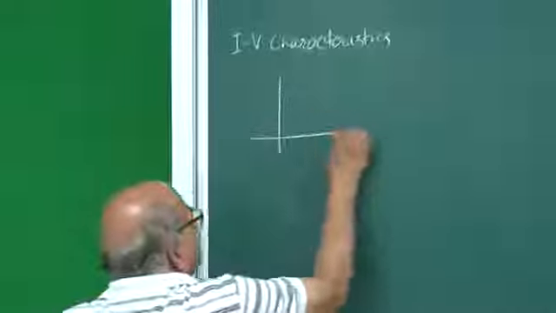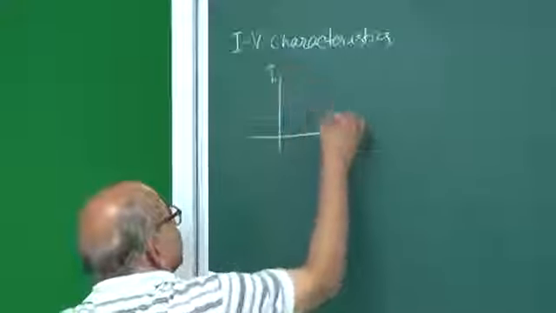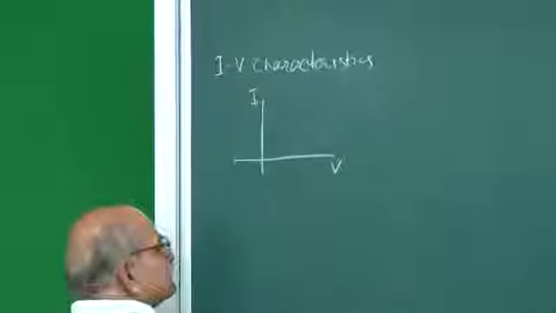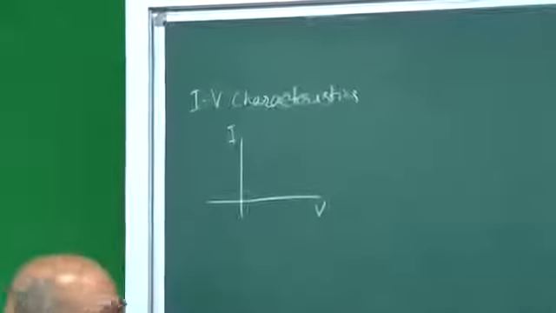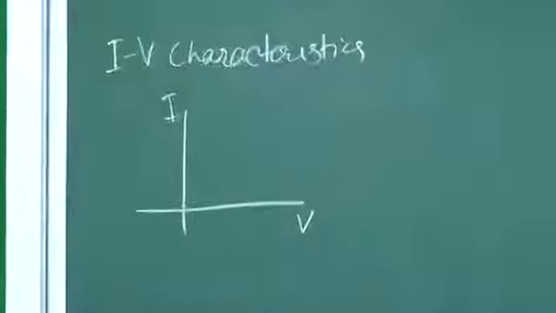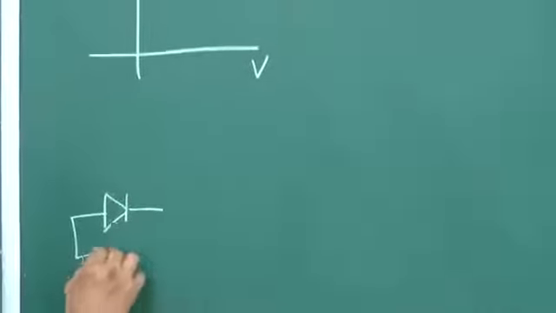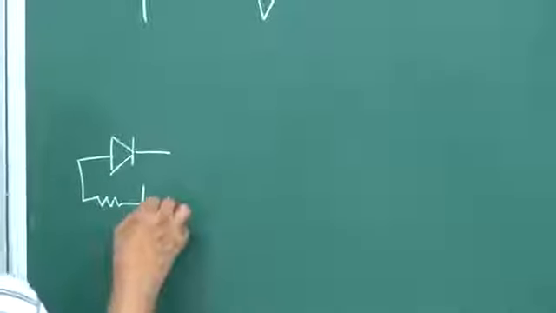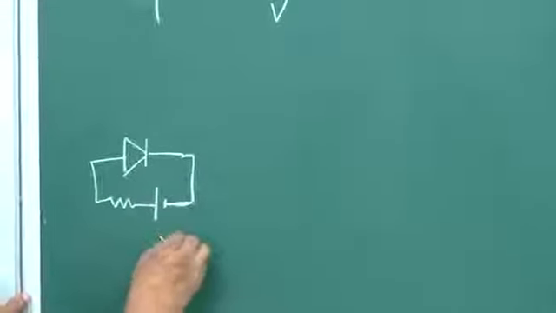For a p-n junction, just one single p-n junction, if this is I and this is V. What V? Which V? If you have a p-n junction in forward bias, and we apply a V here.